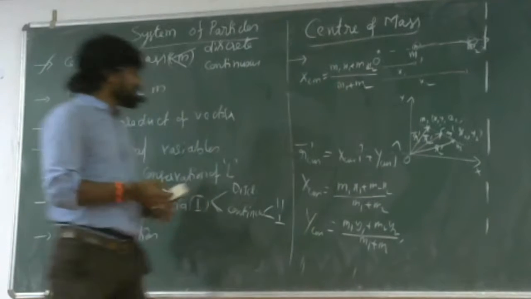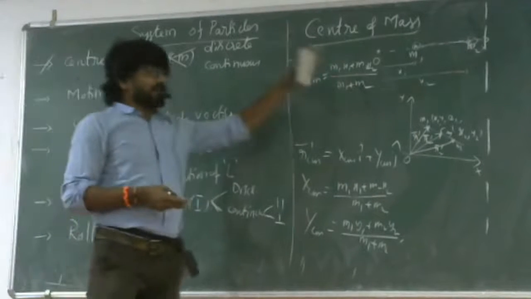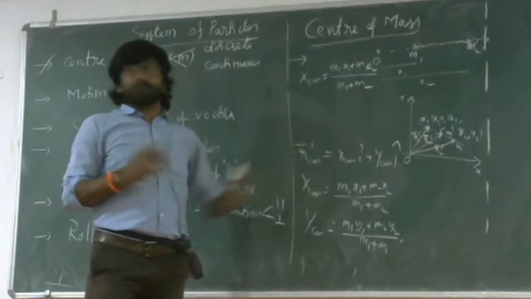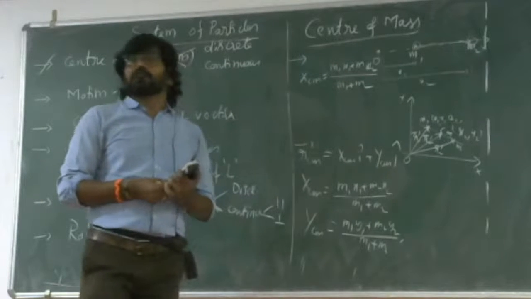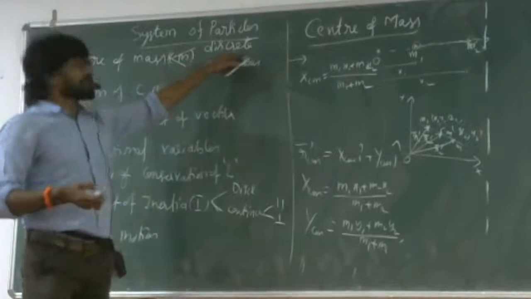So by making use of these points, you can calculate this. This is briefly about how to find the center of mass of a discrete particle system.